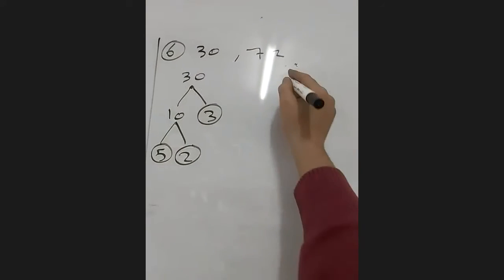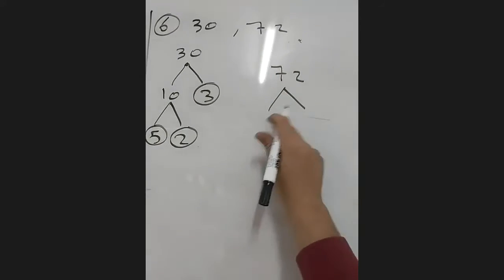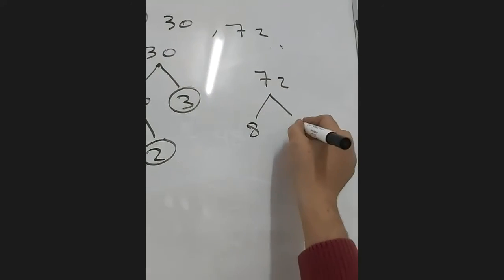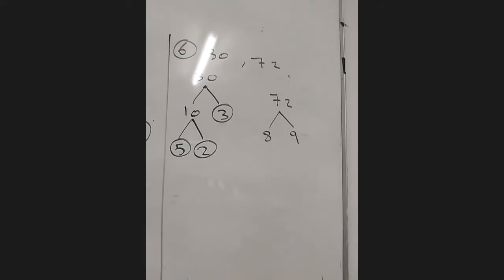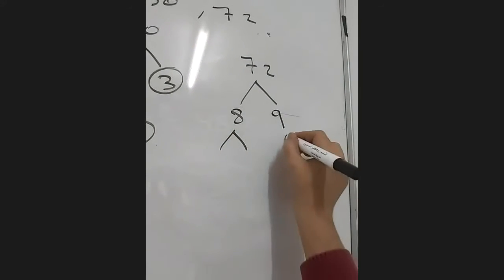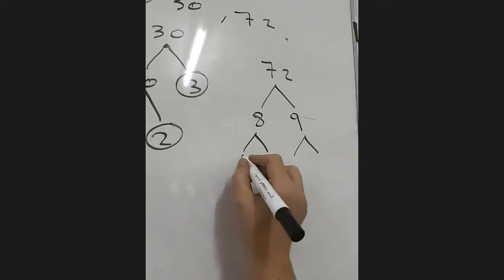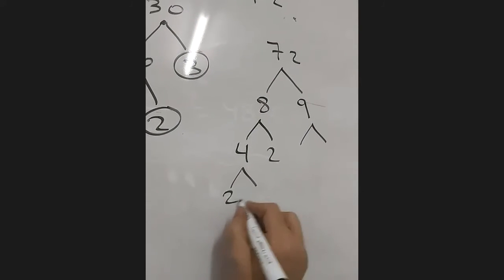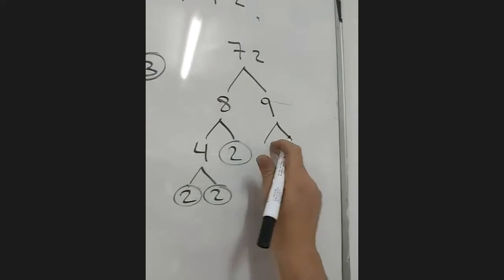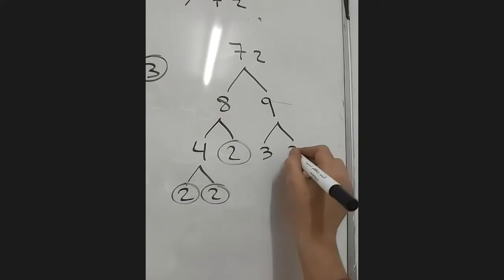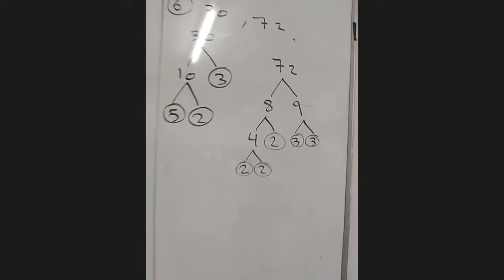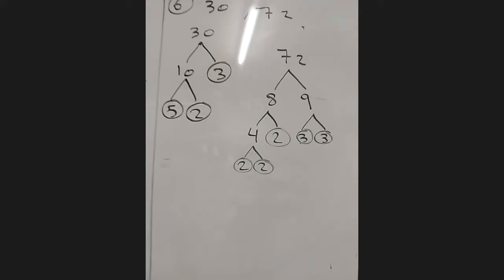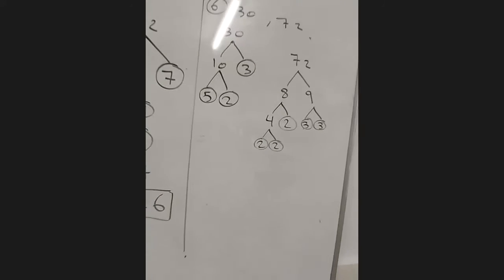Let's go to the 72 now. Two numbers for 72. 8 multiply 9. The 8 is 4 multiply 2. The 4 is 2 multiply 2, and circled, right? The 9, we can't? How can't we? The 9 is 3 by 3, right? Yes. Now the 30 equals what?